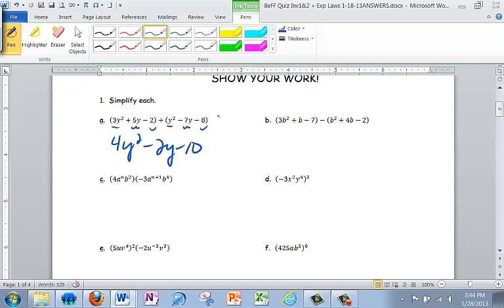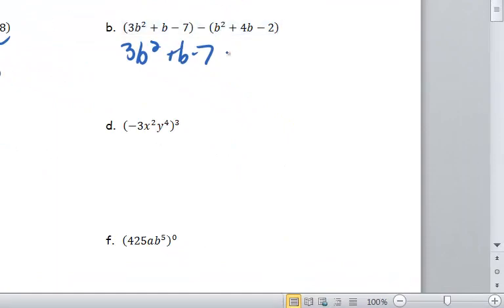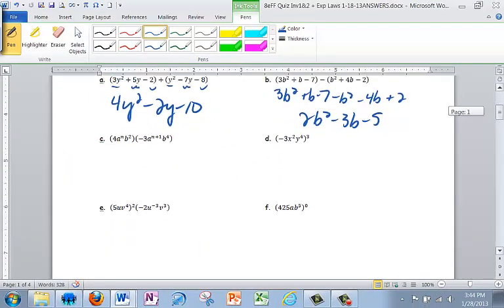Letter B, this was a problem for a few of you. See this minus sign? This needs to be distributed into these parentheses, and so therefore you need to rewrite it, changing those signs. So instead of b squared, it would be minus b squared. Instead of a positive 4b, it would be a minus 4b. Instead of a negative 2, it would be a plus 2. Then you combine your like terms, and the correct answer is 2b squared minus 3b minus 5. Make sure that you can get that correct, my friends, because that's really a huge deal.